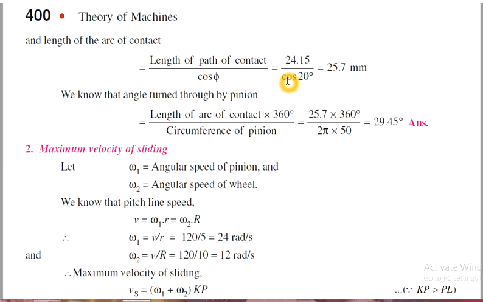Then it is very simple to remember the arc of contact, that is path of contact by cos phi. By simply that we get it. Then what is the angle turned by the pinion? That is arc of contact into 360 degrees by the circumference of the pinion. The circumference formula of the pinion is 2 pi r, that is a circular circumference. So the pinion of the gear is in circular shape, so 2 pi r or pi d. The radius of the pinion we already know is 50. So the length of arc of contact is 25.7.